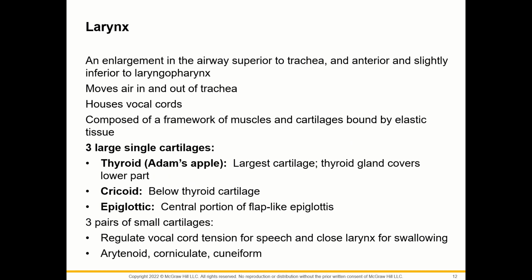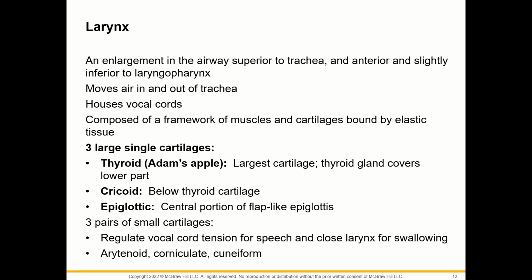All right. So the larynx, an enlargement in the airway superior to the trachea and anterior and slightly inferior to the laryngopharynx. The larynx moves air in and out of the trachea, and it houses the vocal cords. It's composed of a framework of muscles and cartilages bound by elastic tissue. There are three large single cartilages. The thyroid, which is the Adam's apple, is the largest cartilage, and the thyroid gland covers the lower part. The cricoid is below the thyroid cartilage, and the epiglottic cartilage is the central portion of flap-like epiglottis.